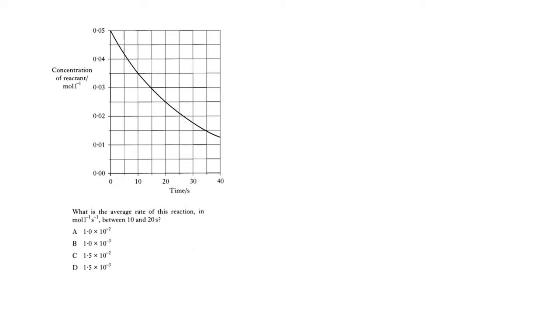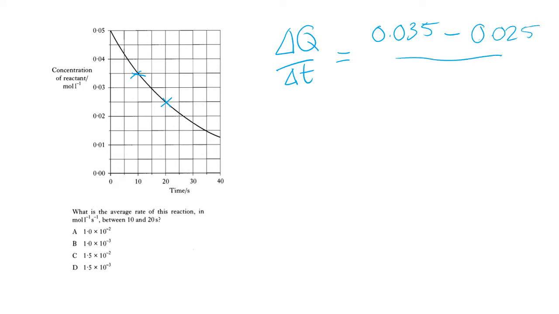seconds? And so we have to use the graph. And this is a Nat5 question because it's average rate. So if we look at what we had at 10 and we look at what we had at 20. So average rate is delta Q over delta T. So change in quantity divided by change in time. Our values at 10 was 0.035 and our value at 20 was 0.025.